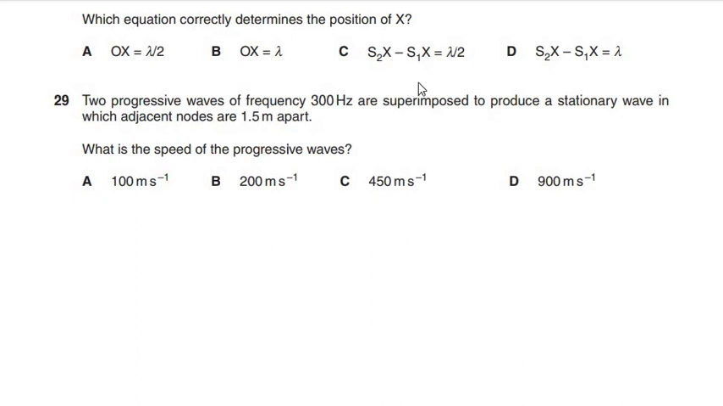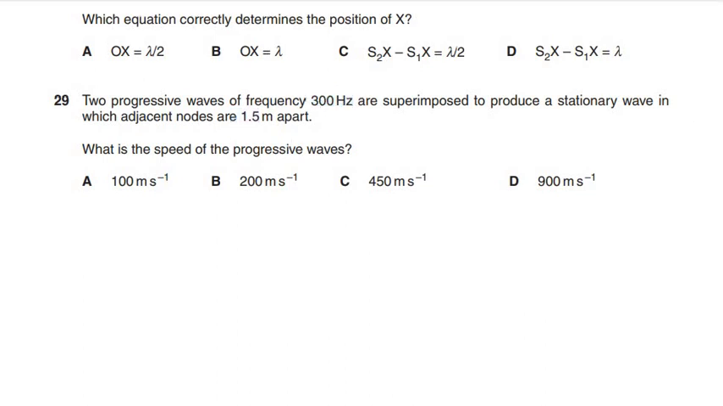Question 29. Two progressive waves, 300 kilohertz, are superimposed to produce a stationary wave with adjacent nodes which are 1.5 meters apart. What is the speed of the progressive waves? Again, very simple. You basically have the frequency of the progressive waves and the wavelength. If the distance between two nodes is 1.5 meters, what do we know?